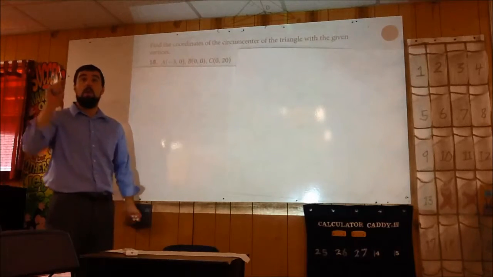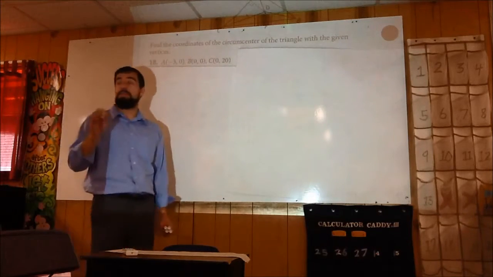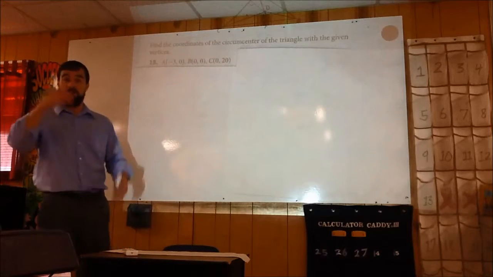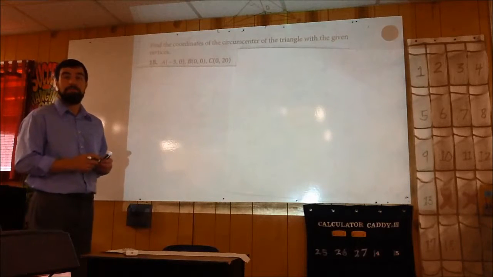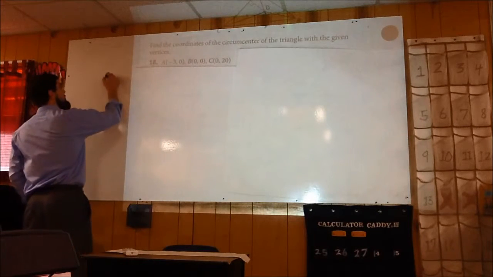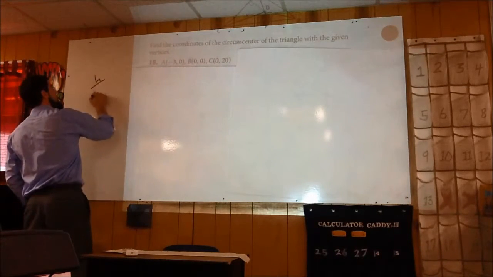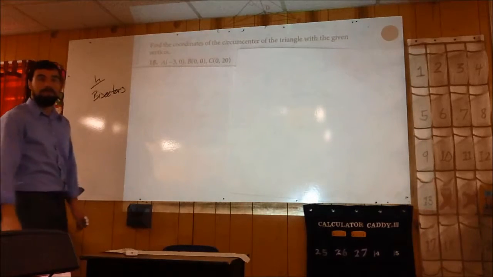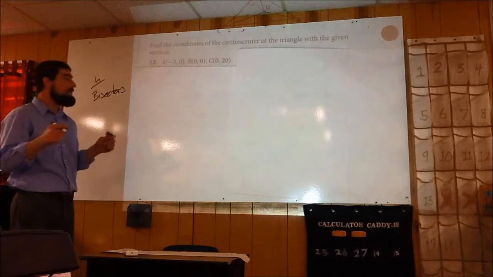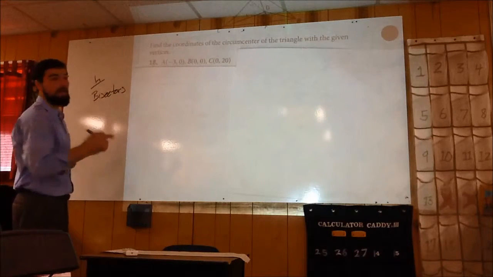Okay, circumcenter. What special segments in triangles are concurrent and make the circumcenter? And that is what? Perpendicular bisector. So on the test, you're thinking, all right, for this question, I am all about perpendicular bisectors right now. And so you need to determine the equations of this triangle's perpendicular bisectors.